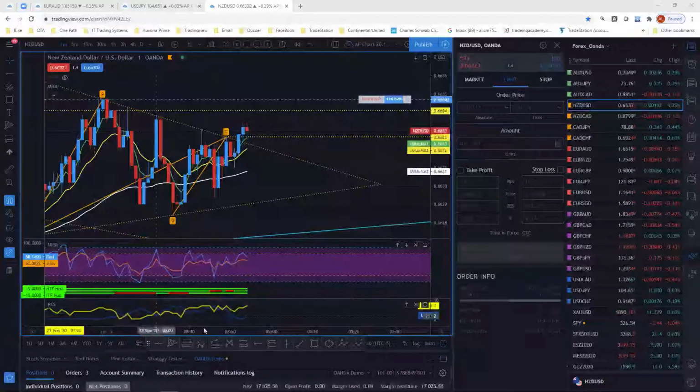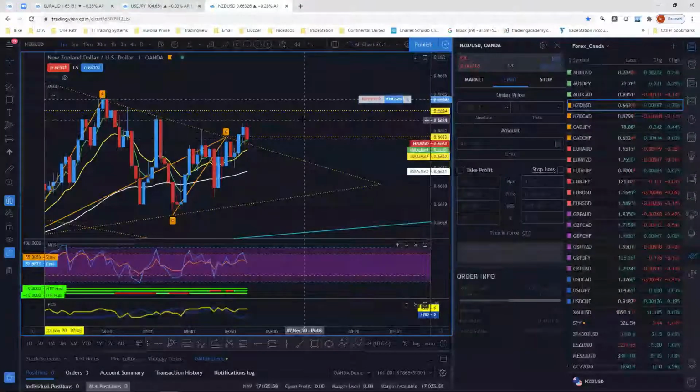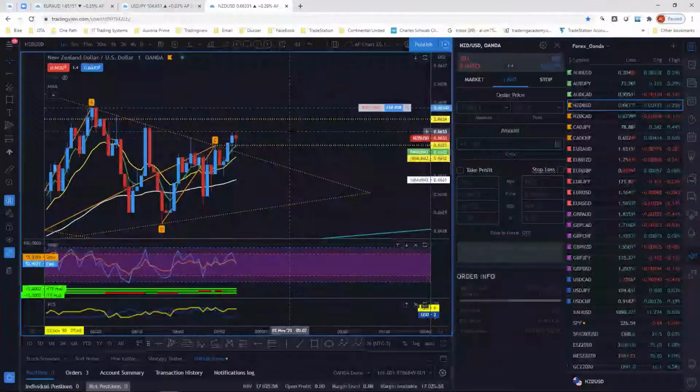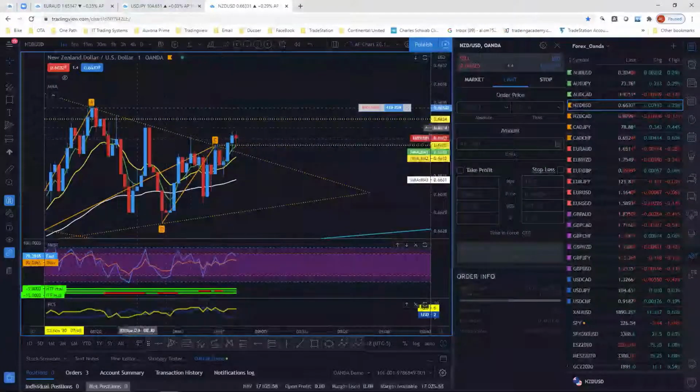We still have strength to the upside. New Zealand is still stronger. It's working hard. Yeah, it's working. We'll see.